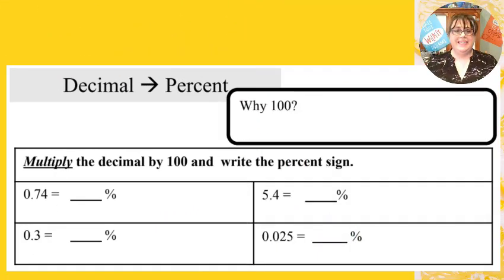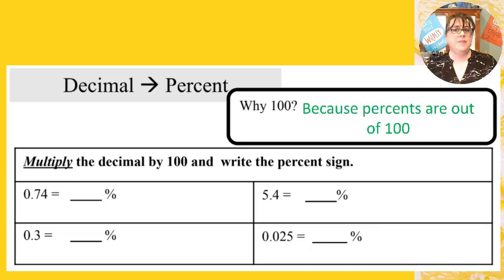So now moving a decimal to a percent. Moving a decimal to a percent, you multiply the decimal by 100 and then you write the percent sign. So why 100? Well, it gets back to because percents are out of 100. And so it's just changing it into that percent. So you just multiply it by 100. So if we looked at 0.74 times 100, you get 74%.